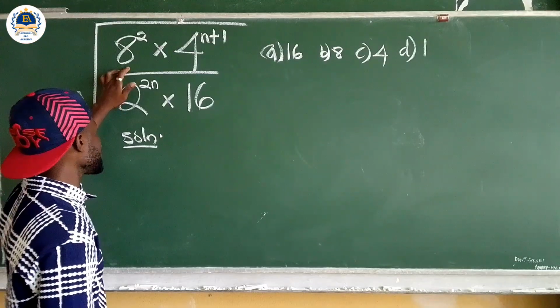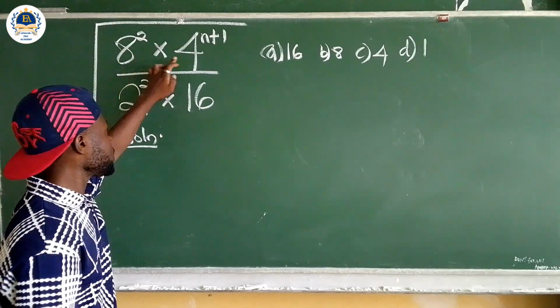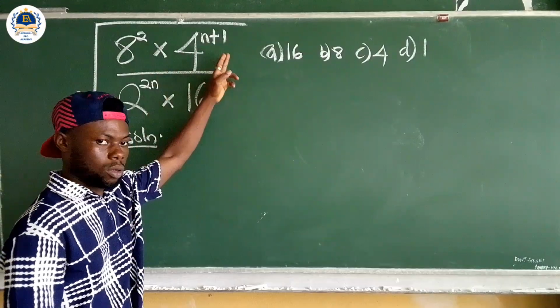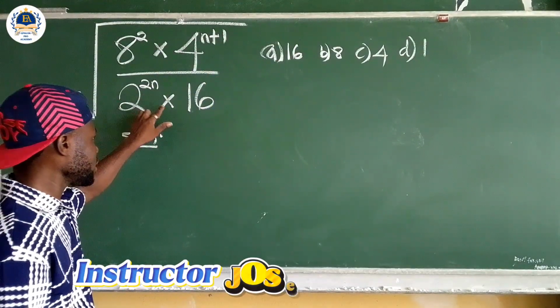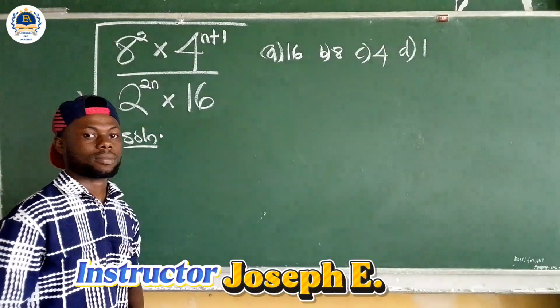Let me show you how you can solve this question. The question is the square root of 8 raised to the power of 2 times 4 raised to the power of n plus 1, all divided by 2 raised to the power of 2n times 16.